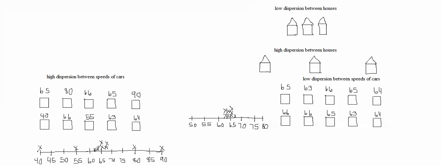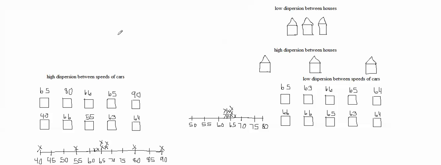So notice how these speeds are spread out far apart from each other on this number line. They're spread out across this wide distance. So this is a high amount of dispersion between the speeds of the cars, unlike over here where we had a low amount of dispersion between the speeds because the speeds of the cars were all very similar and close to each other right here.